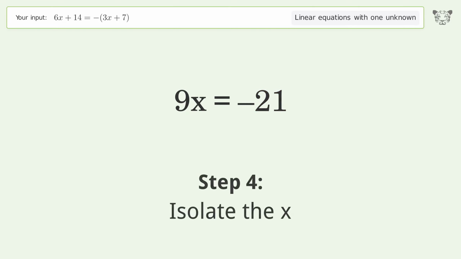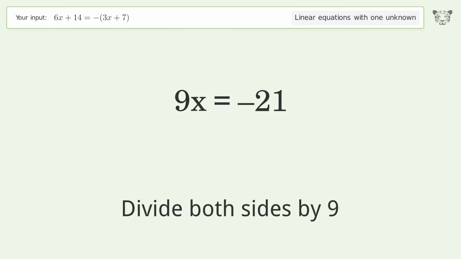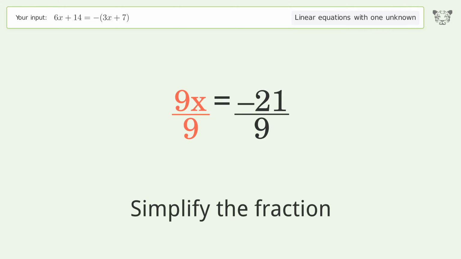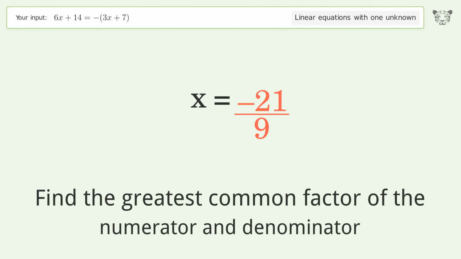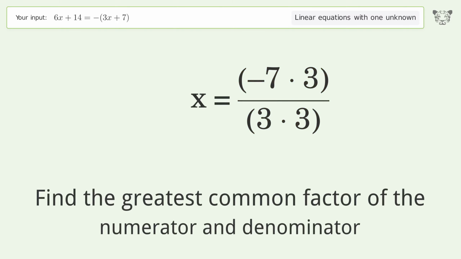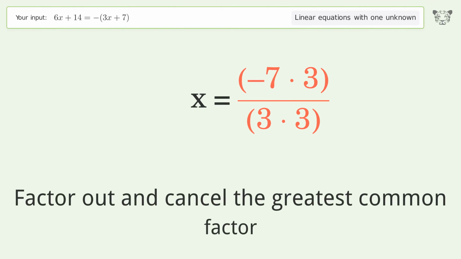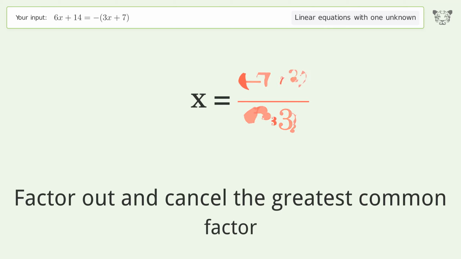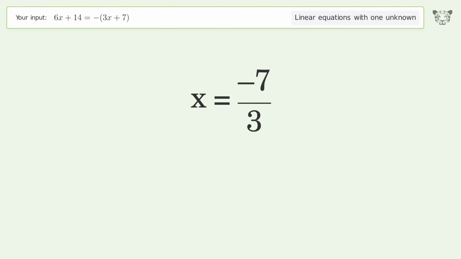Isolate the x. Divide both sides by 9. Simplify the fraction. Find the greatest common factor of the numerator and denominator. Factor out and cancel the greatest common factor. And so the final result is x equals -7/3.